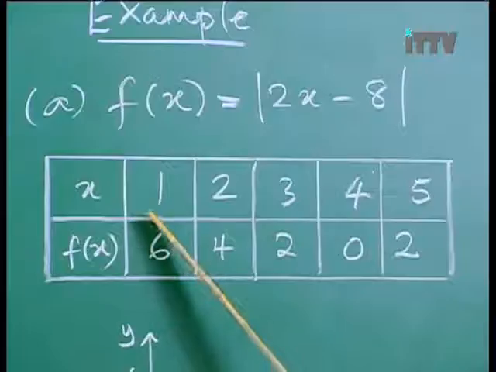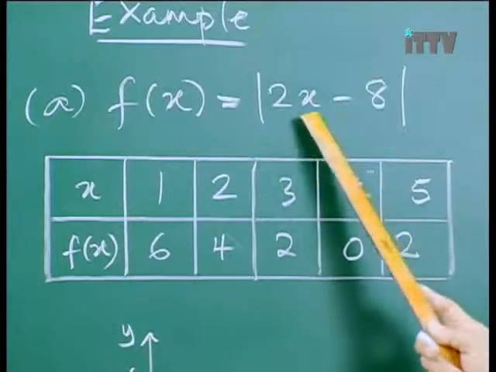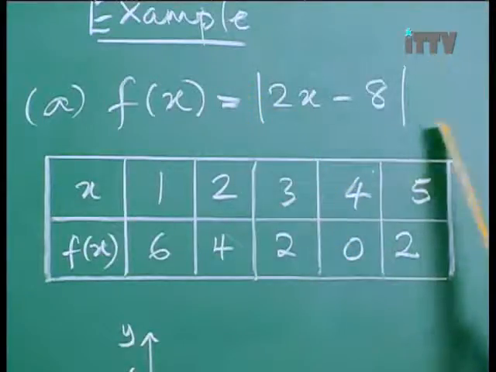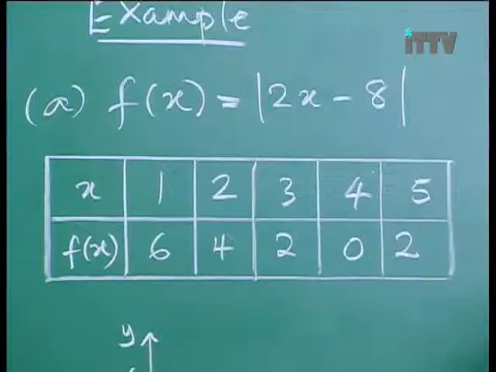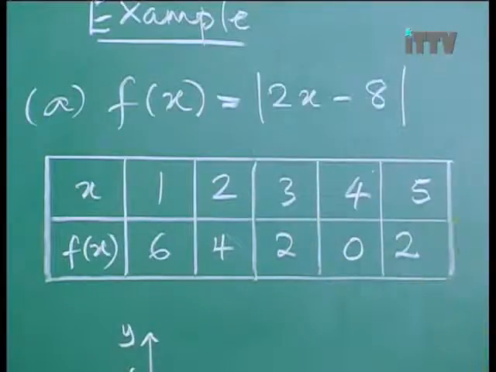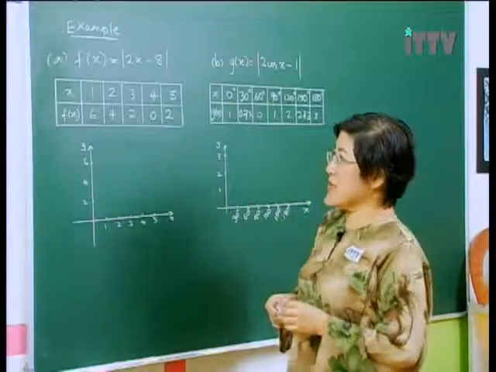Take for example, when x is equal to 1, we will find that when we replace 1 into here, we get 2 times 1, which is 2, minus 8 produces the answer of negative 6. However, take note that we have the absolute value symbol here, so the absolute value of negative 6 is 6 itself only. And if you do it for the rest of the values of x, you will get these values to complete your table. How does that then show up on the graph?